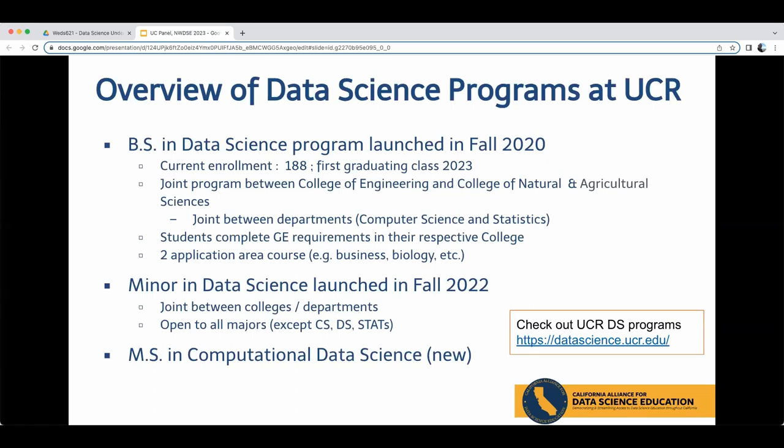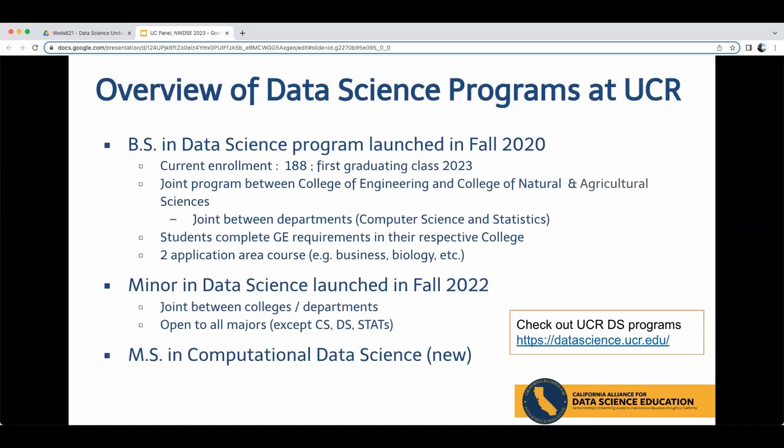One of the cool things about the program, which seems to be very similar to UCSD, is that we have an application area or domain area requirement for our majors. So students, in addition to taking their stats and computer science courses, have to take a two-quarter sequence in an area other than CS and statistics. They can take courses in biology or finance or things like that. Currently, all of these courses are just the ones that we found in the catalog that are relevant, but our hope for the future is that we'll create interdisciplinary courses that will serve students from other majors and serve our data science majors. So hopefully we can expand on that.